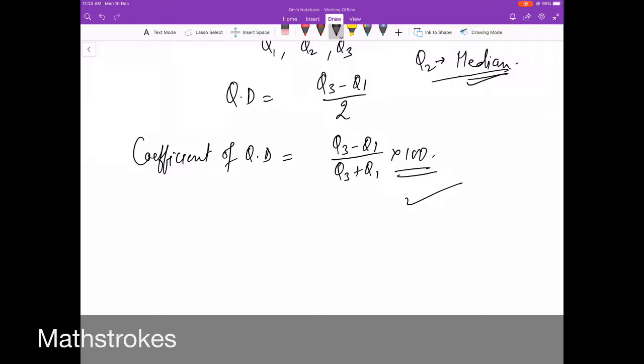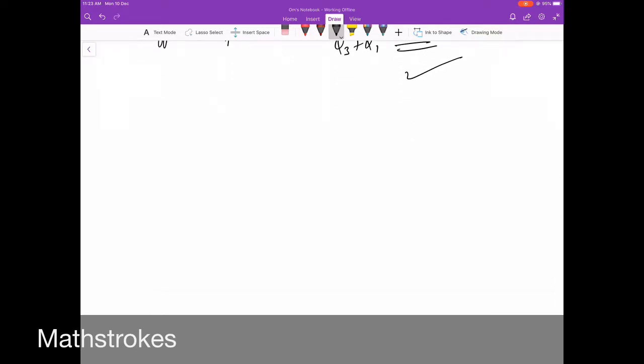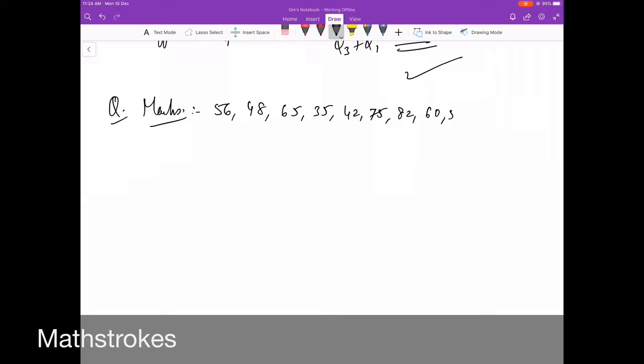Let's begin. Suppose I have been provided with marks of students, which is as follows: 56, 48, 65, 35, 42, 75, 82, 60, 55 and 50. Before we begin to calculate the quartiles, the first thing we are required to do is arrange the data in ascending order. Let's do this first.